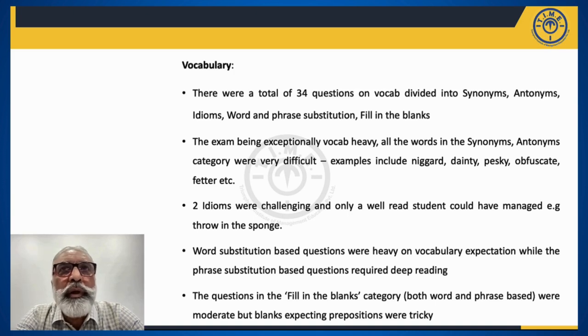Taking each of them independently, one by one, the vocabulary section was heavy this time, and all the words in the synonyms and antonyms category were very difficult. You had to be very good at vocabulary, with a very evolved reading and vocabulary, to be able to answer questions. Examples include niggard, dainty, pesky, obfuscate, fitter. Just think about it, whether you are already capable of knowing the meanings of these words or are you meant to be deeply well read.